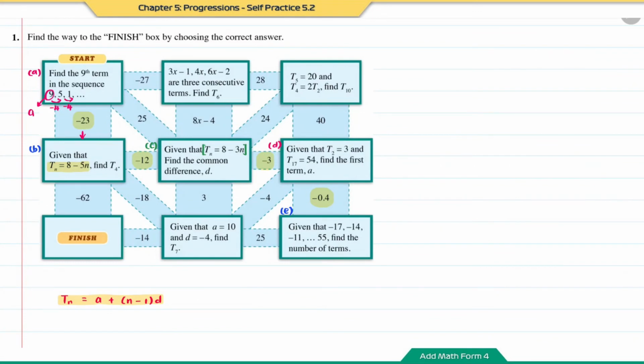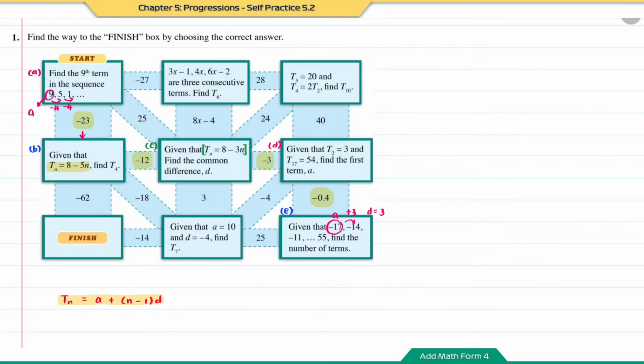Given that -17, -14, -11, until 55, find the number of terms. So for this arithmetic progression, the a is -17, which is the first term. The difference between two consecutive terms, from -17 to -14, you add 3 to the previous term. From -14 to -11, you add another 3. So here a is -17 and d equals positive 3.